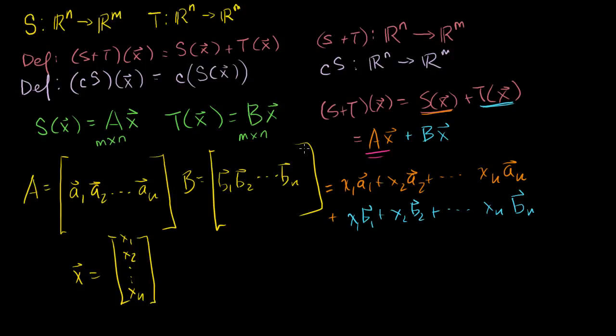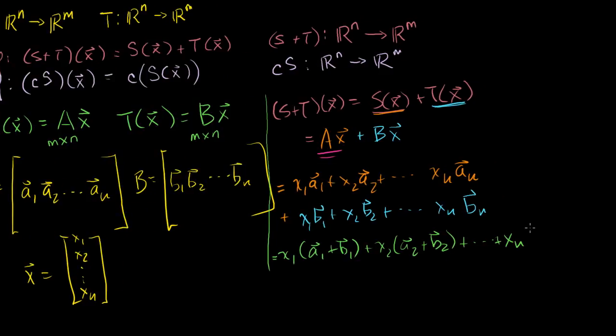Let me draw a line here because I'm not saying that this matrix is equal to that. I'm saying that this is equal to this term plus this term, which is equal to x1 times a1 plus b1, plus x2 times a2 plus b2, I'm just adding these two terms up, all the way to plus xn times an plus bn.